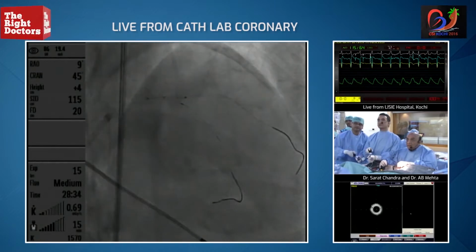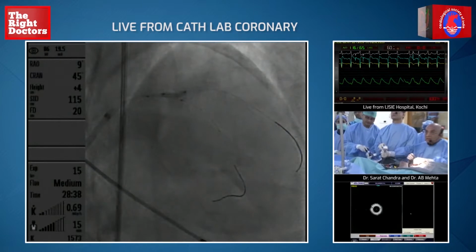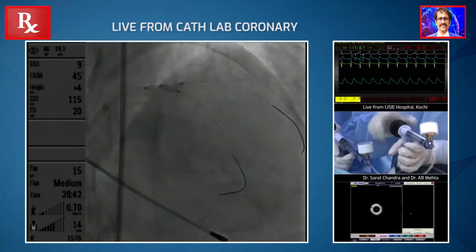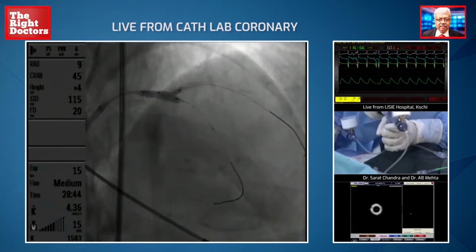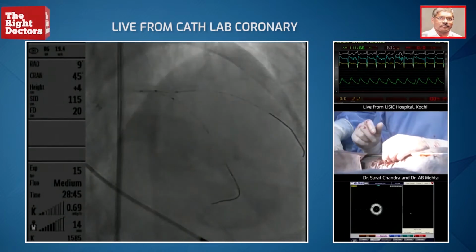Side branch is in my hand. So go first. 4. 4, sir. You go. 6. Negative. Okay, now is the time to place a stent in the LAD.